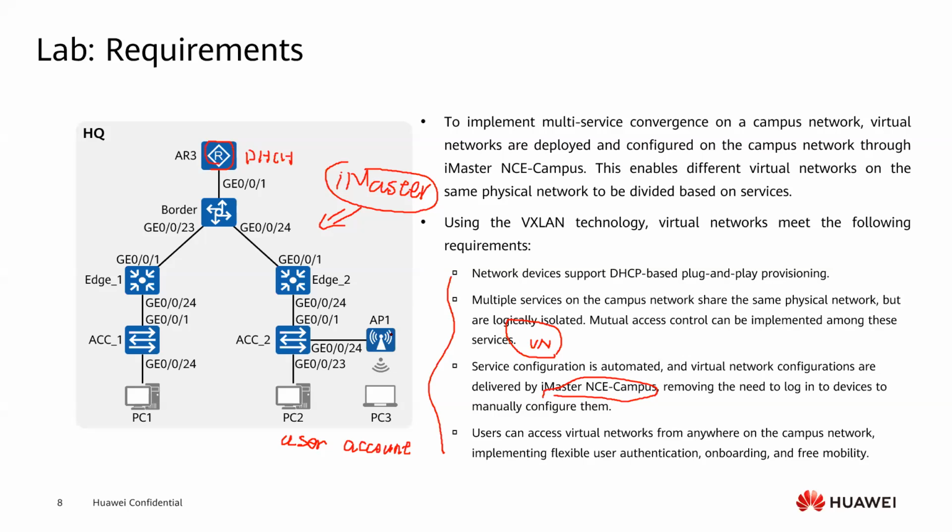As well, we use the fit AP with the AC architecture for the wireless network. In this experiment, we use a native AC on the border node to manage the APs, to manage the wireless services.